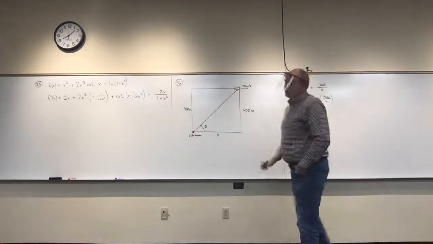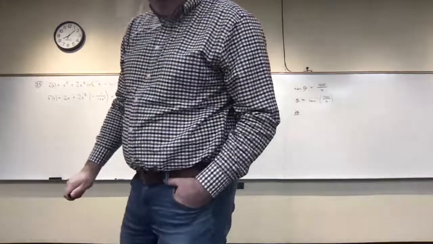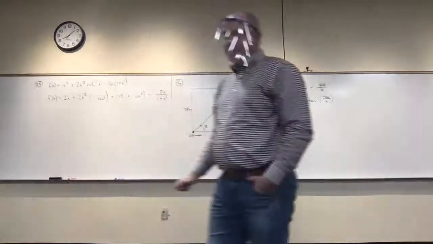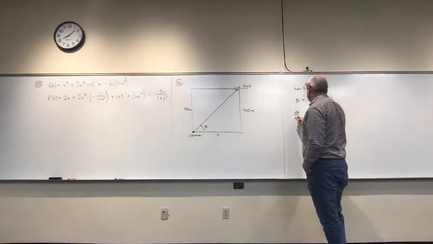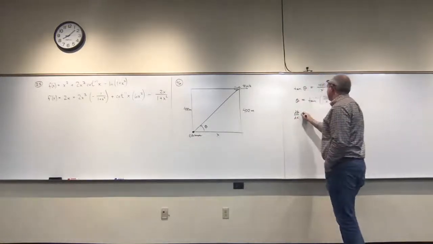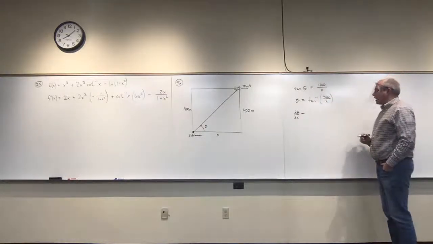Let me just make sure that's what they want again, one more time. Oh, they want d theta dx. Okay, that's fine. So I want to take the derivative of theta with respect to x, and that would be, so what's the derivative of tan inverse of 400 over x?